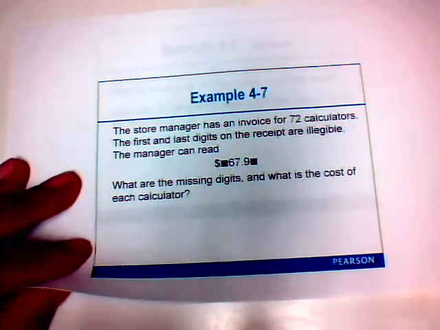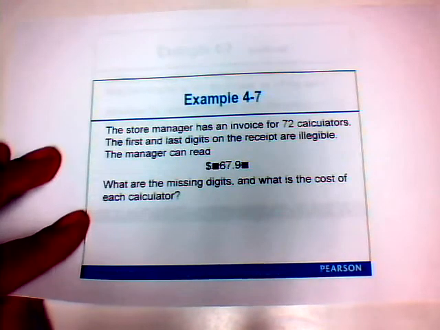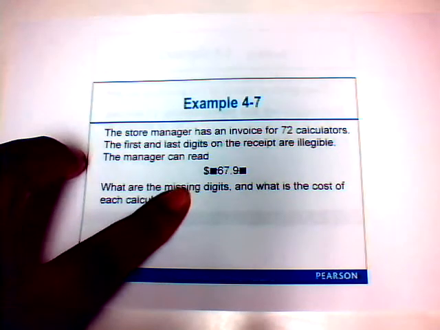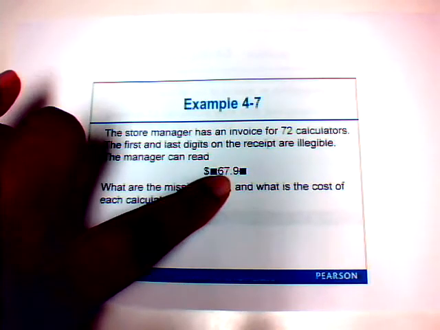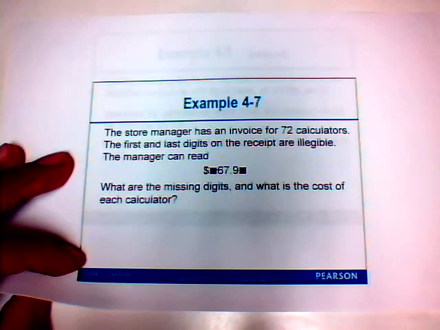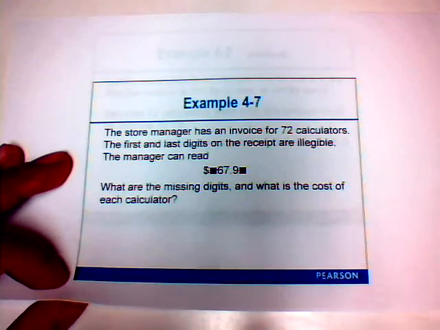Take a look at this example. The store manager has an invoice for 72 calculators. The first and last digits on the receipt are illegible. The manager can read this, and you can see there's a box and then 67.9 and a black box behind it. What are the missing digits, and what's the cost of each calculator?